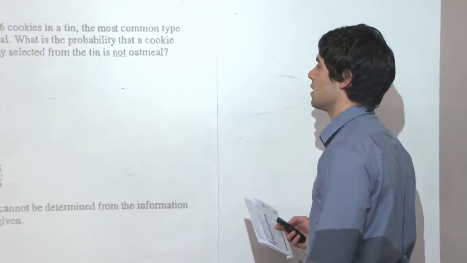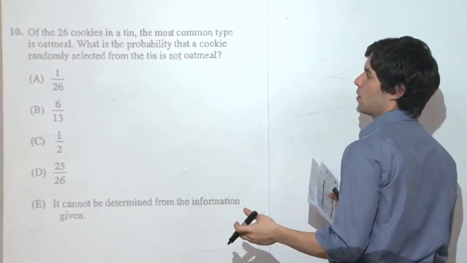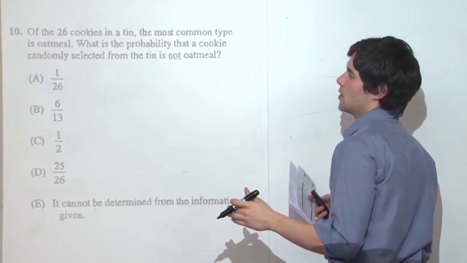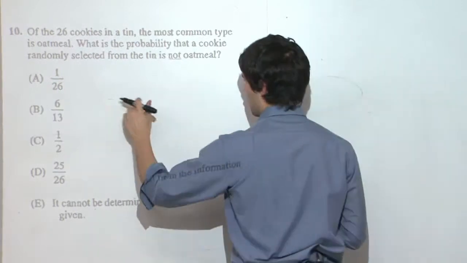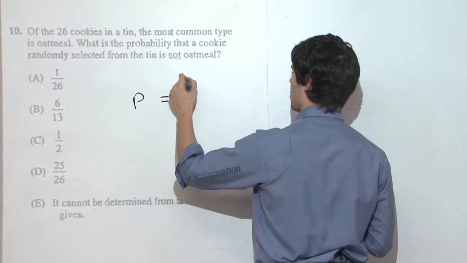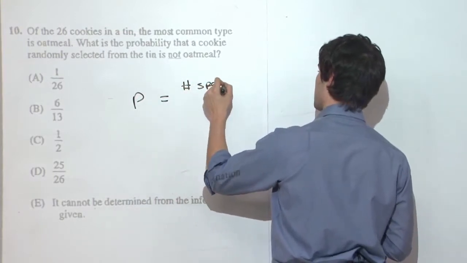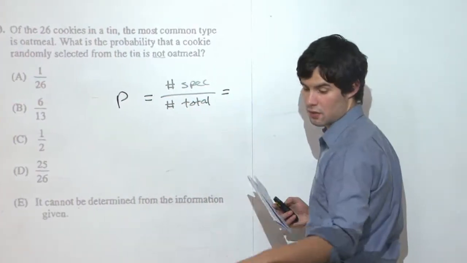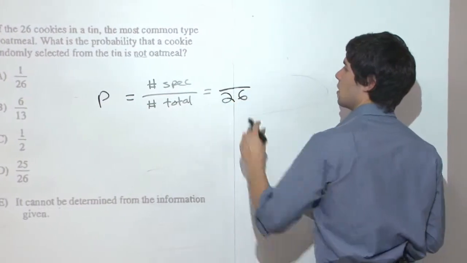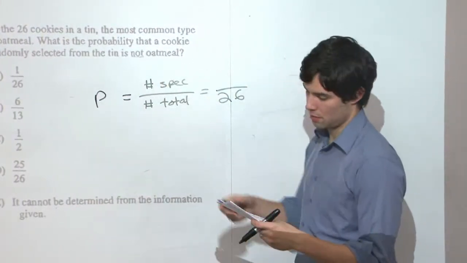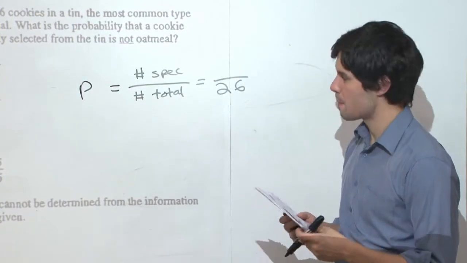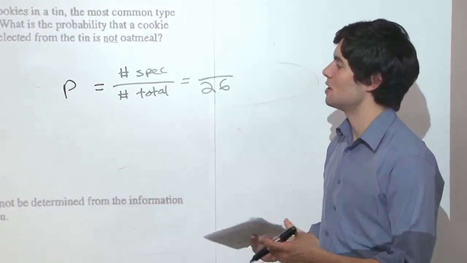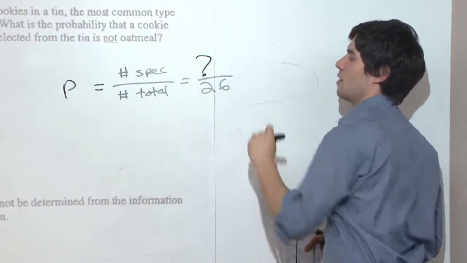Of the 26 cookies in a tin, the most common type is oatmeal. What is the probability that a cookie selected at random from the tin is not oatmeal? Okay, probability equals the number of our specific event over the number of total events. So we know the total events, if you're picking a cookie, is 26. Now we're looking for, they are not oatmeal. But it seems to me we don't know how many oatmeal cookies there are, so we don't know how many non-oatmeal cookies there are. There's just not enough information there.